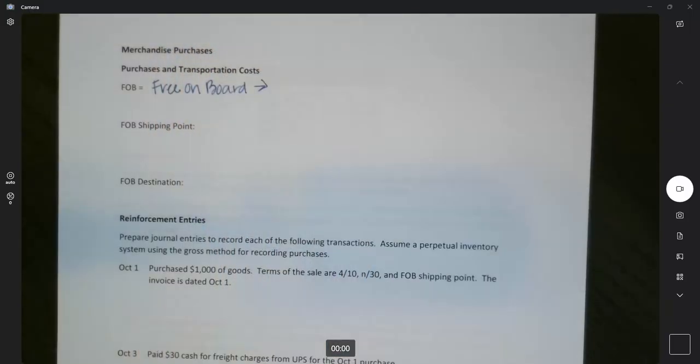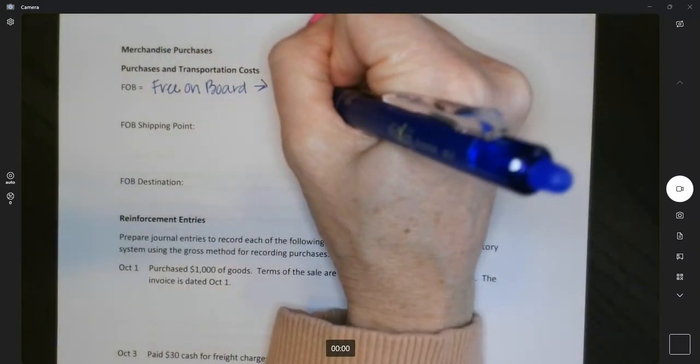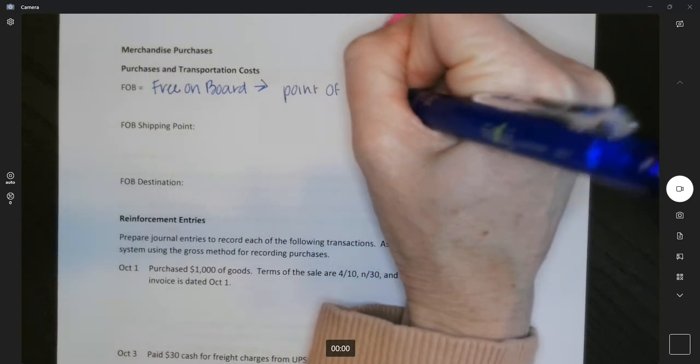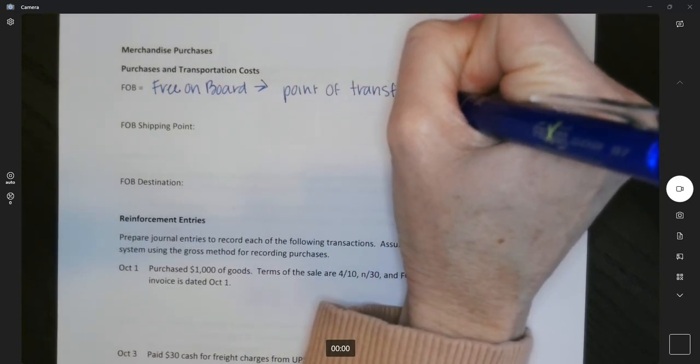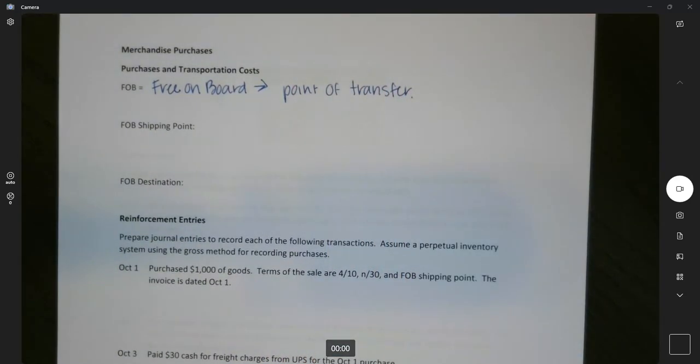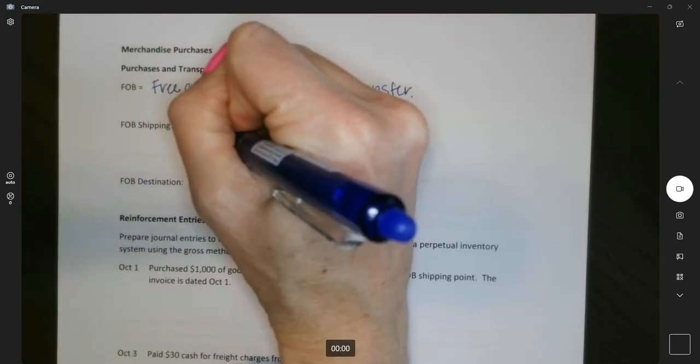And this is going to be the point of transfer. What it basically means is who's responsible for paying shipping costs and who bears the risk of loss during transit for merchandising transactions. So if FOB is at the shipping point, the point of transfer is at the shipping point, the ownership transfers at the shipping point.